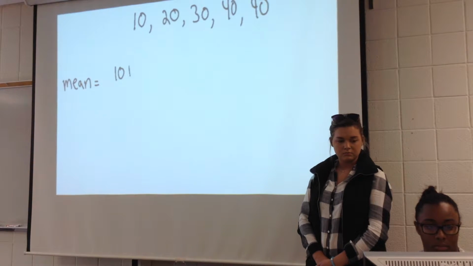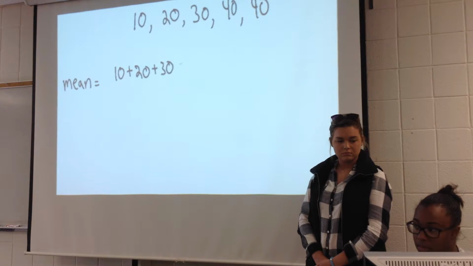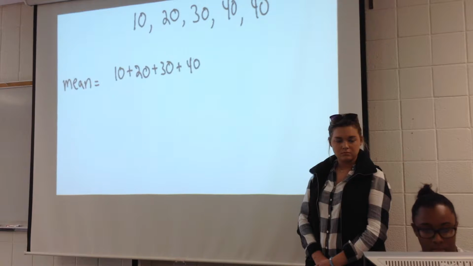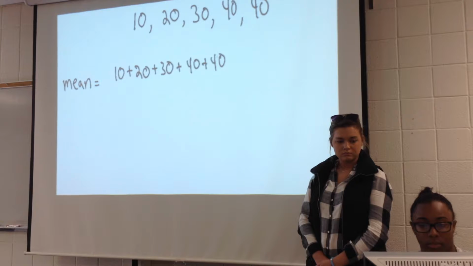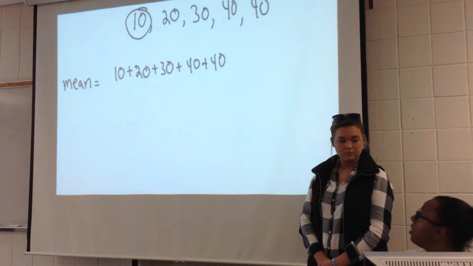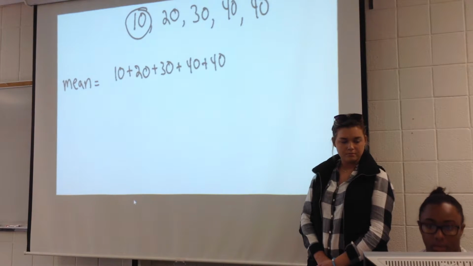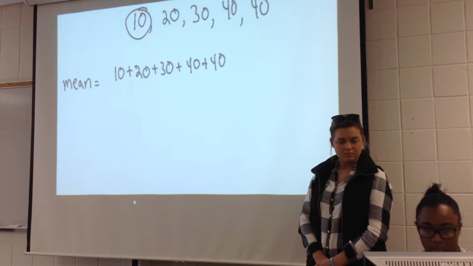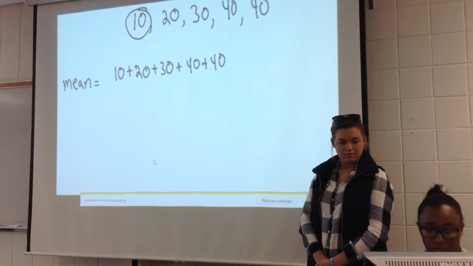We add 10 plus 20 plus 30 plus 40 plus 40, and then we need to divide by the total amount of numbers. We have 1, 2, 3, 4, 5 numbers in our data set. So we need to divide by the number 5. And if we add 10 plus 20 is 30, 30 plus 30 is 60, 60 plus 40 is 100, 100 plus 40.